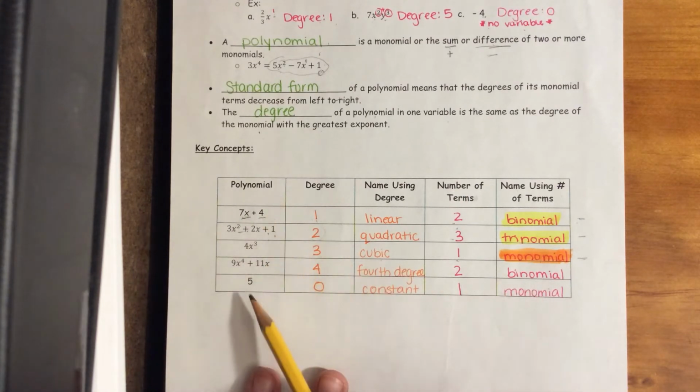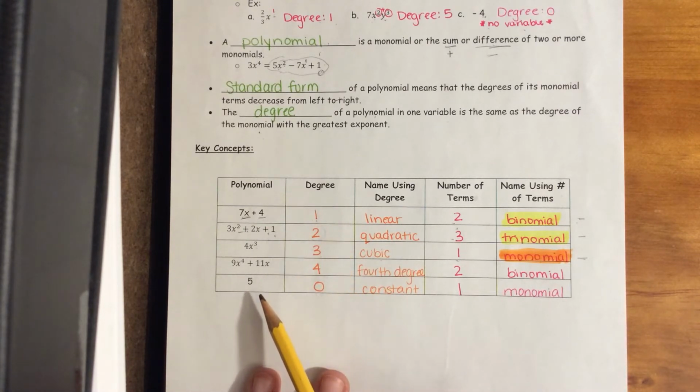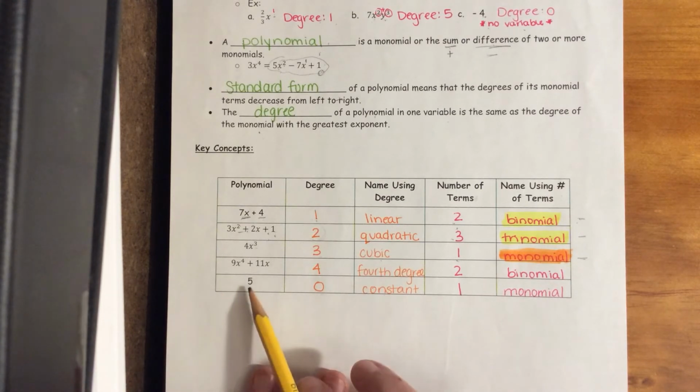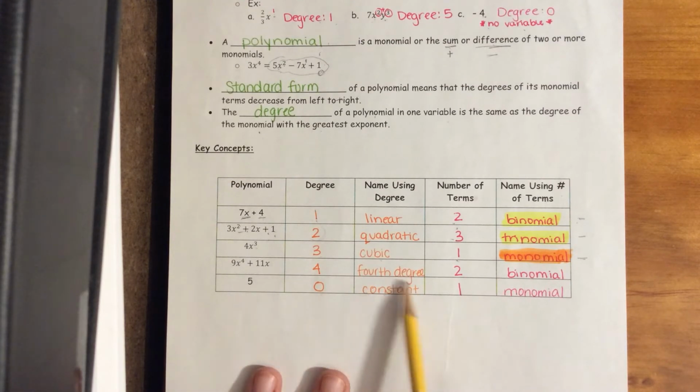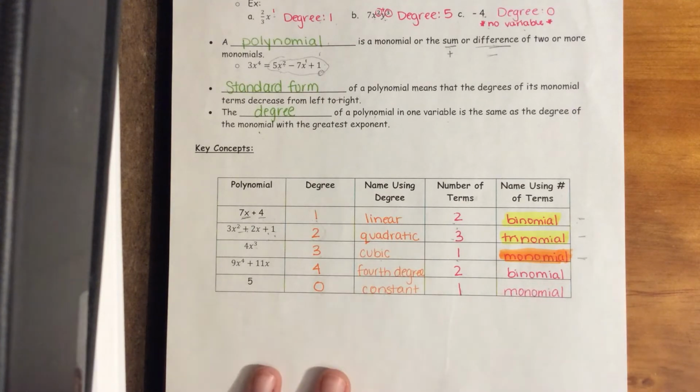All right. Last one, just the number 5. What is the degree? The degree is 0 because there's no variable. This is called a constant. So think of the word variable. Variable means vary. It means it's going to change. It means it doesn't have a set value, right? 5 will never change. It will always be 5. It will always stay constant. It is one term, therefore it's called a monomial.